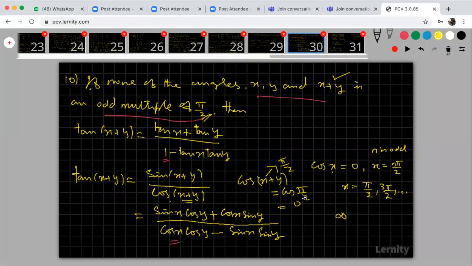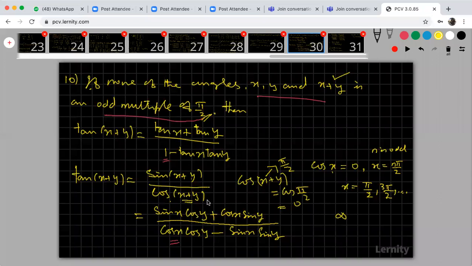Not only pi by 2. If you take x plus y equal to 3 pi by 2, cos 3 pi by 2 is also 0. When the denominator is 0, your function is undefined. So for an odd multiple of pi by 2, your cos of the angle is 0. Since the denominator is 0, the function is undefined.